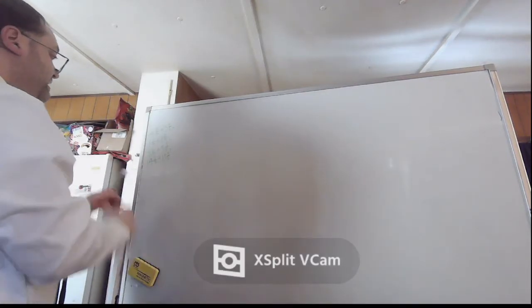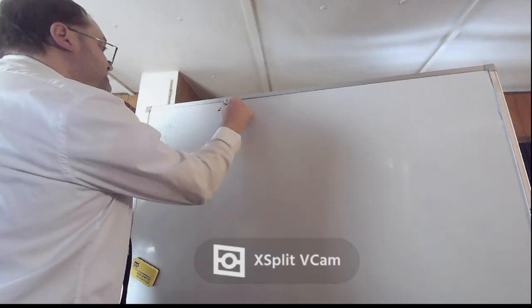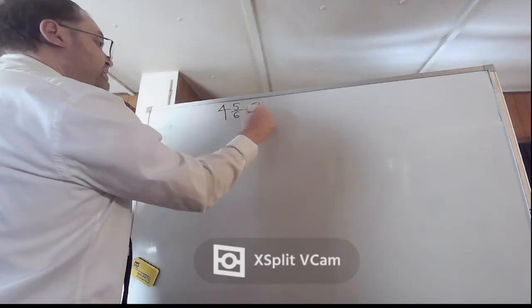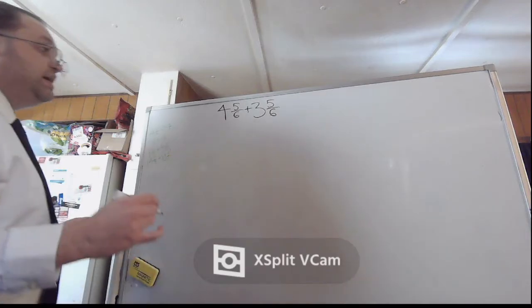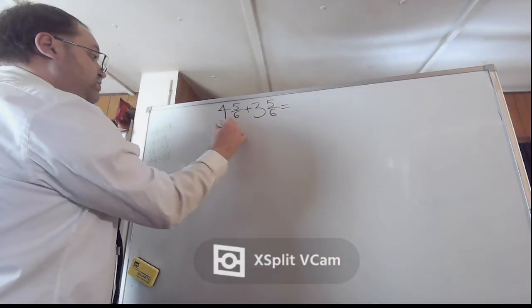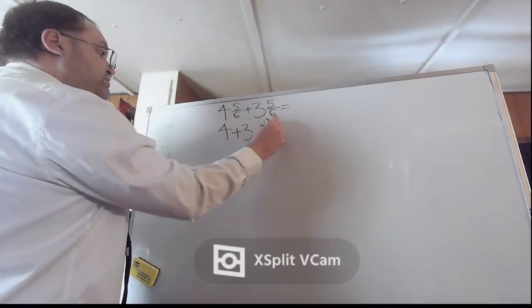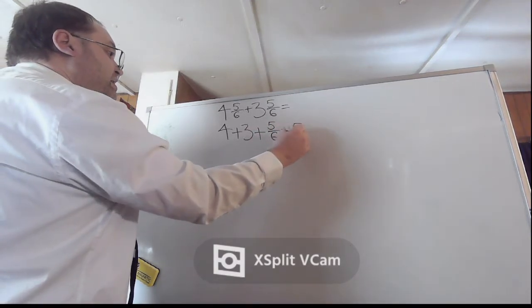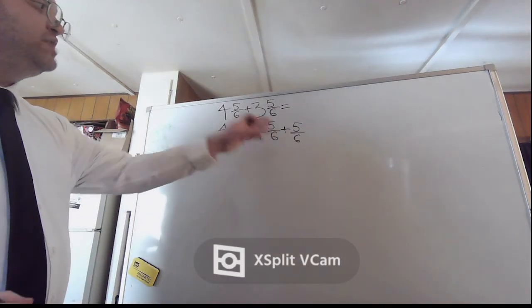Alright, so we got, let's see here, 4 and 5/6 plus 3 and 5/6. Once again, start by separating your whole numbers and fractions. You have a whole number of 4 plus a whole number of 3. Then you have your two fractions of 5/6.